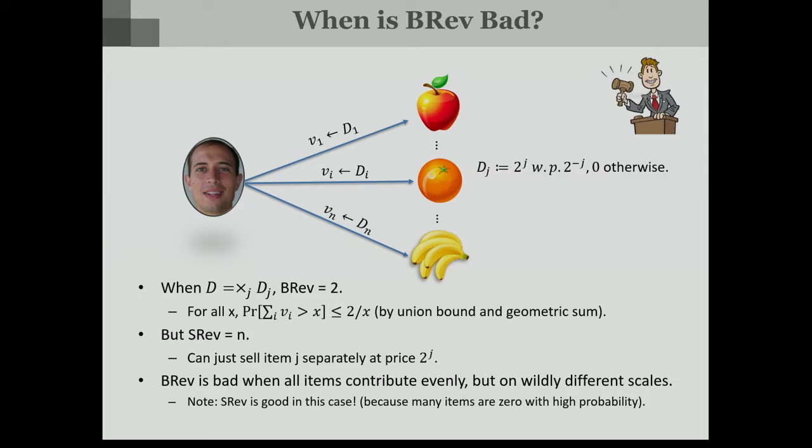But we can still see that if we had just sold each item separately at price 2 to the j, we'd go back to getting revenue 1 per item, which would be n in total. So that means Brev can't guarantee you better than an n approximation on every distribution. What we learn here is that Brev is bad when all items contribute evenly, but they're on these wildly different scales. And in this case, Srev happens to be good, because many of the items are 0 with high probability, and when there are very few items to deal with, Srev is okay.